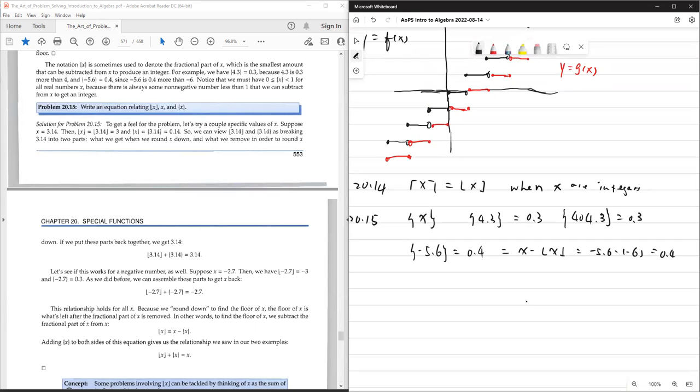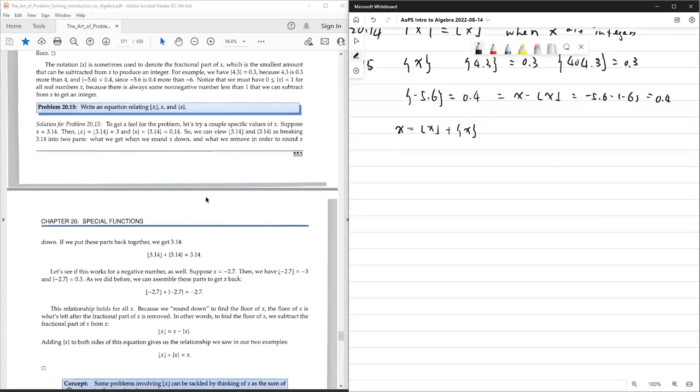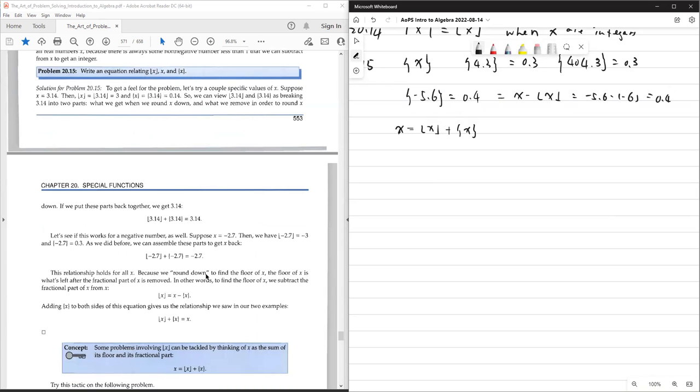Or the other way you can think about it is x equals the floor of x plus the decimal part of x. So this function nicely separates out into two parts, the decimal part and the integer part. Now we introduce this new notation, and this is our relationship, which we just worked out.